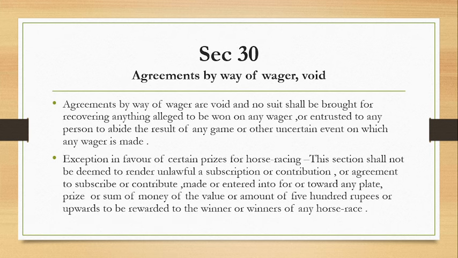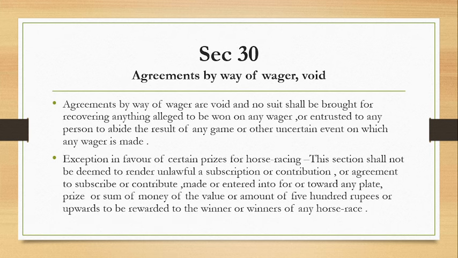Section 30. Agreements by way of wager void. Except for horse racing or jackpot, any agreements of sports like gambling, satta bazaar, or any speculation likewise are void. No suit can be brought for recovering anything alleged to be won on any wager.